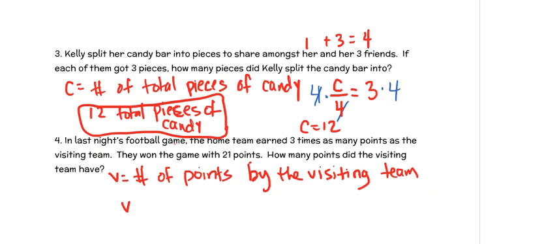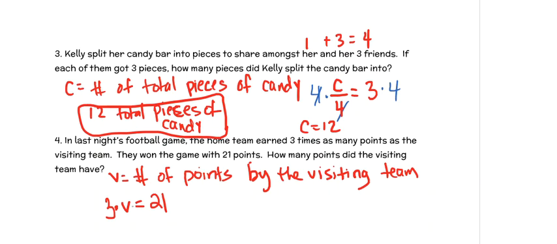So in last night's football game, the home team earned 3 times as many points as the visiting team. So they earned 3 times as many points as the visiting team. And they won the game with 21 points. That means, I should say the home team won the game with 21 points. So 3V equals 21.